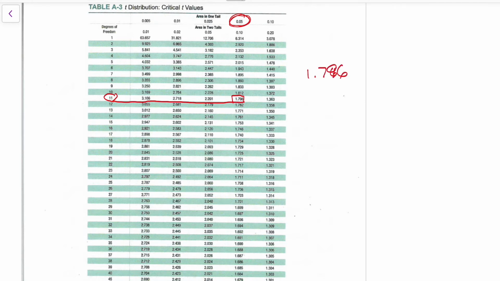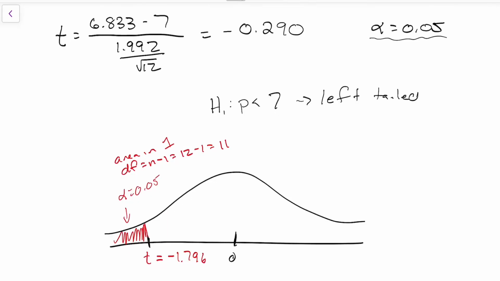However, this is a positive value. But if we look at our chart, we clearly have a negative critical value because it's to the left of our mean. So all we do is just make this number negative, right? We're okay to do that. So the critical value that marks off our critical region is going to be negative 1.796.